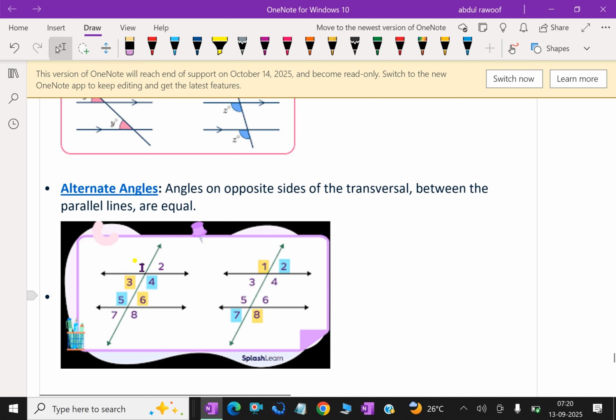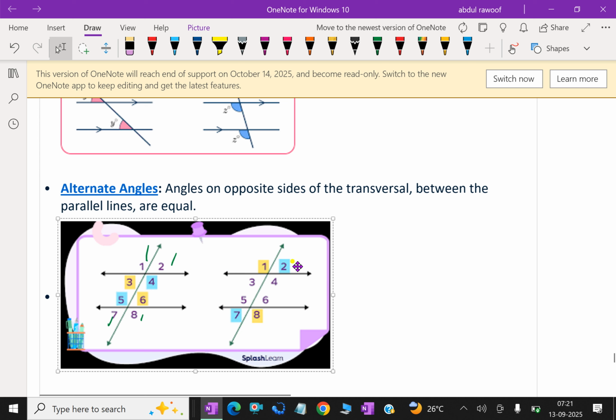Angles 3 and 6 are alternate angles. Both are equal, because this angle is on the left side and this is on the right side, in the interior. Alternate angles, as well as here another alternate angles: 4 and 5 are alternate angles. In the exterior position also, 1 and 8 are alternate exterior angles, as well as 7 and 2. 1 and 8, 7 and 2 are alternate exterior angles.